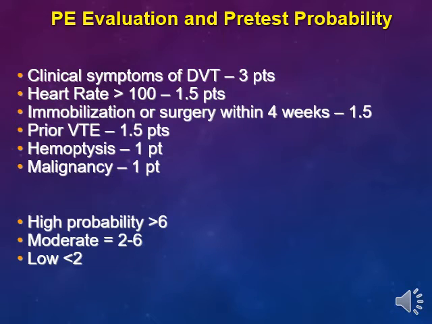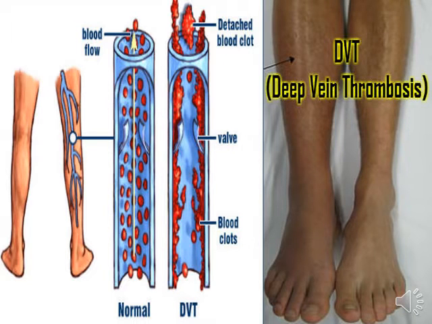Also, for pulmonary embolism, the probability is higher when there are clinical symptoms of DVT, taking 3 points. A patient with heart rate more than 100 takes 2 points. Immobilization or surgery within 4 weeks, 2 points. Prior DVT, 2 points. Hemoptysis, malignancy, and so on. The high probability is more than 6 points, the moderate probability from 2 to 6, and low probability of development of pulmonary embolism is less than 2. So this is how to give prophylaxis to the patient against DVT and pulmonary embolism.